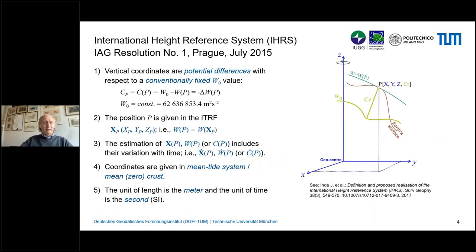So this is what, in the end, was synthesized in IAG resolution number one in Prague in July 2015. And these are the main elements which were identified in order to establish a global international height reference system. So standards, the value for the W0, which was selected and prescribed, and some other elements related, as you can see, for the tide system and the permanent tide system, which were selected according to what is stated here. So this is the end of this preparatory work in order to establish the conventions and the standards for establishing practically the IHRF for future work. So next, please.